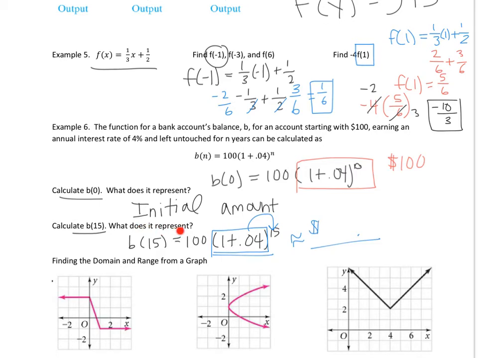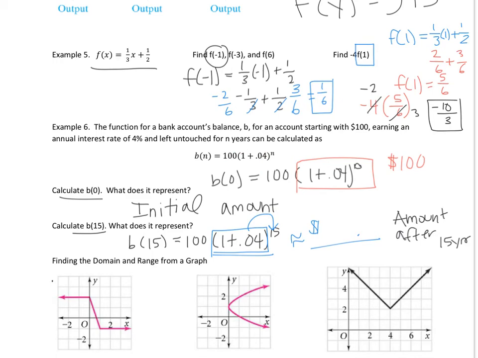What does it represent? It represents the amount after 15 years. So the amount of money that you have in your account after 15 years. So this is function notation. Functions are for each x there's one y.